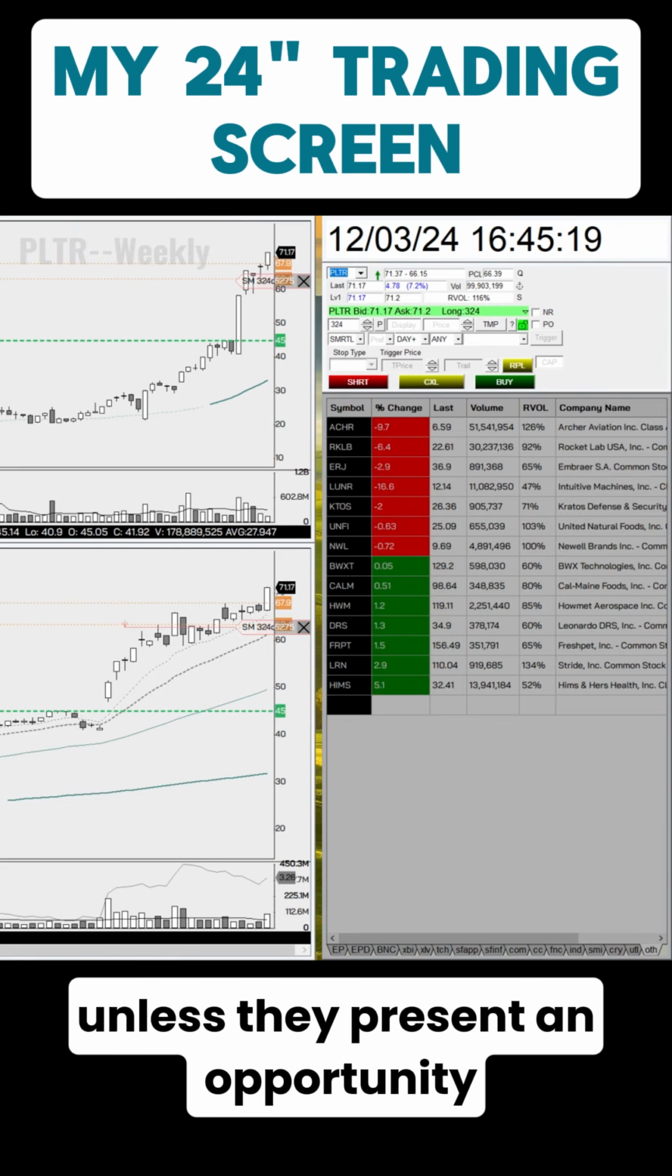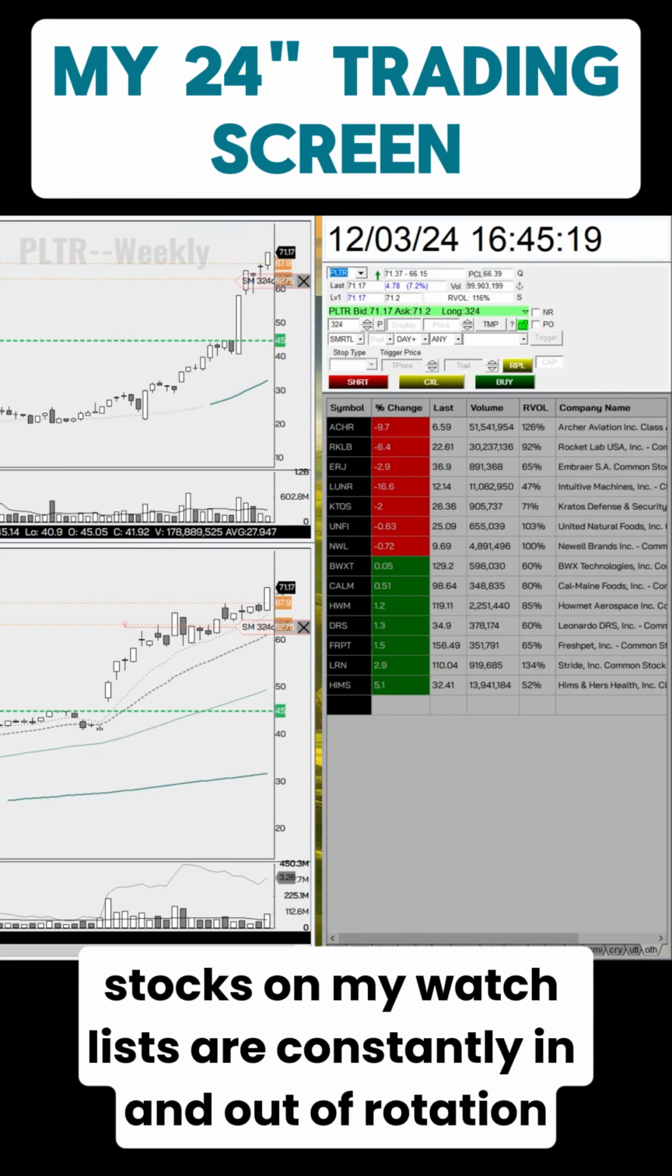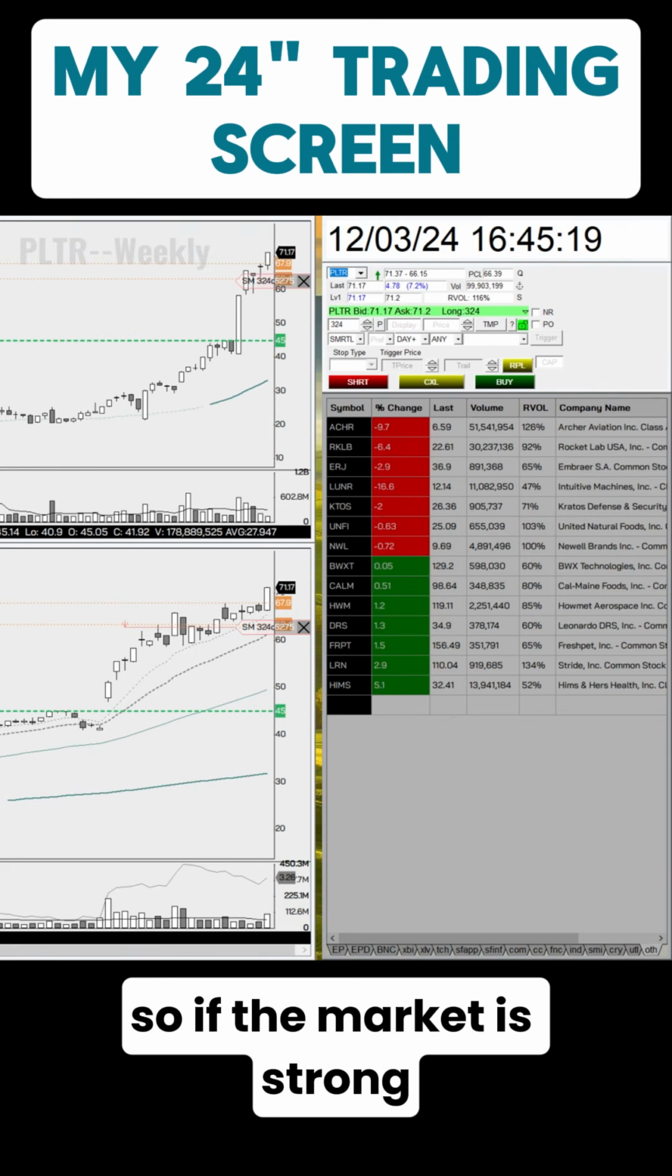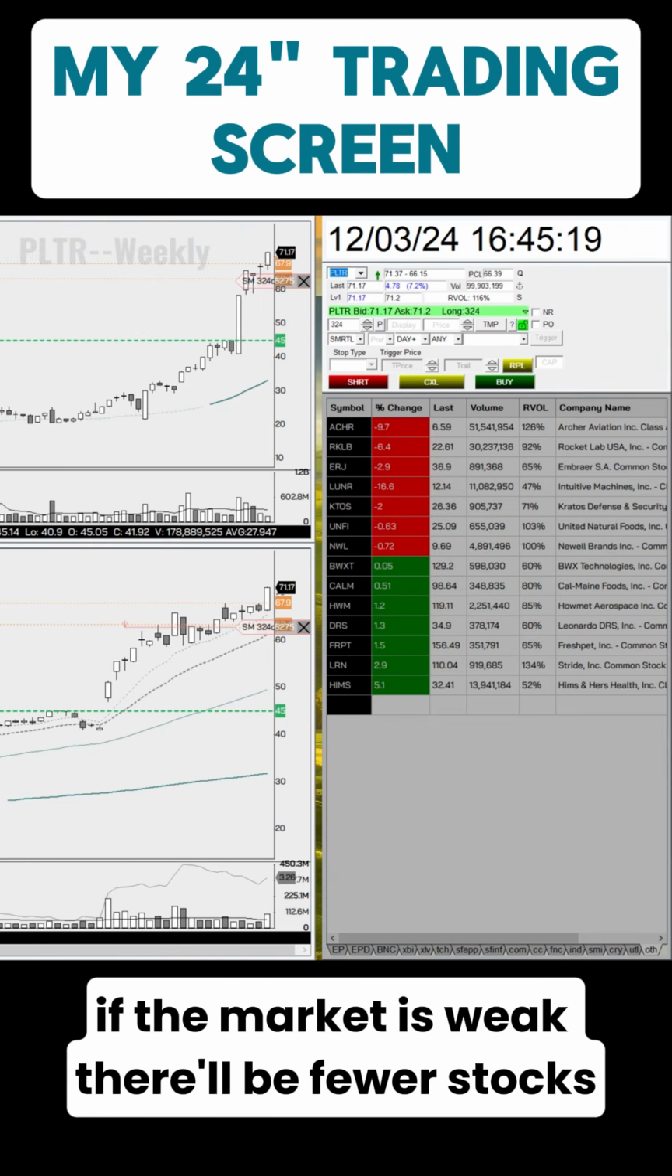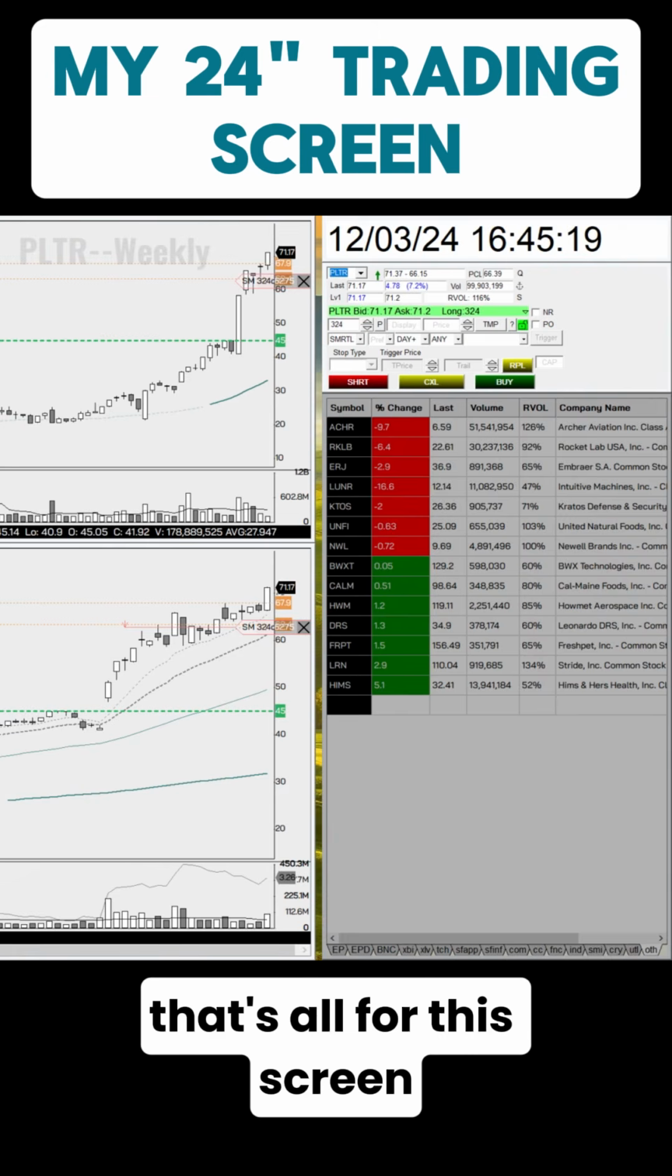they present an opportunity. Stocks on my watch list are constantly in and out of rotation, so if the market is strong, there'll be more stocks, and conversely, if the market is weak, there'll be fewer stocks. That's all for this screen.